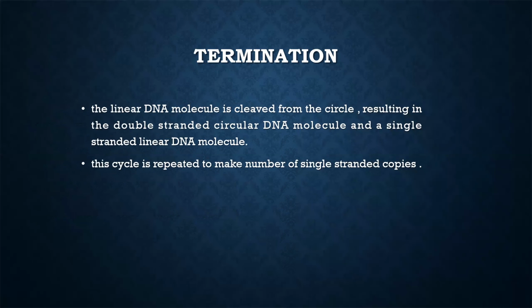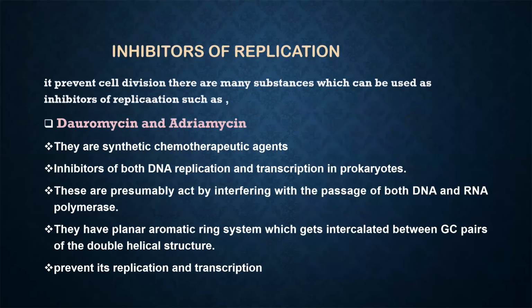Termination means the linear DNA molecule that is cleaved from the circle produces another double-stranded circular DNA molecule and a single-stranded linear DNA molecule. The cycle is repeated to make many single-stranded copies.